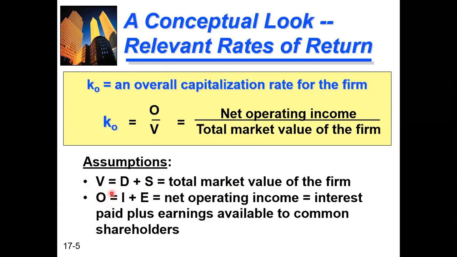And O is the net operating profit. It means interest expenses plus earnings available to common shareholders. So net operating income equals interest paid plus earnings available to common shareholders.